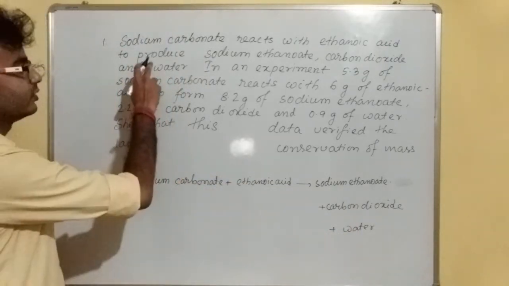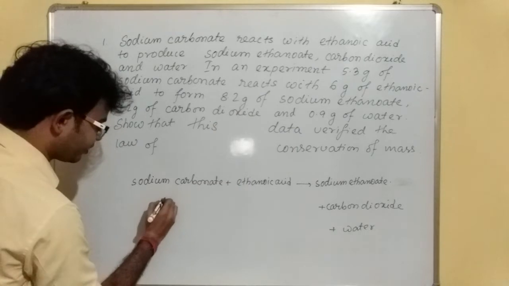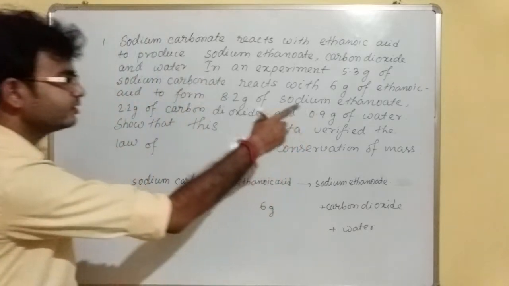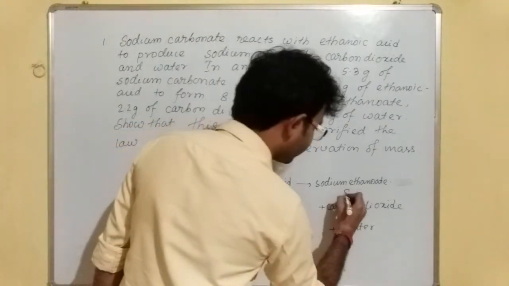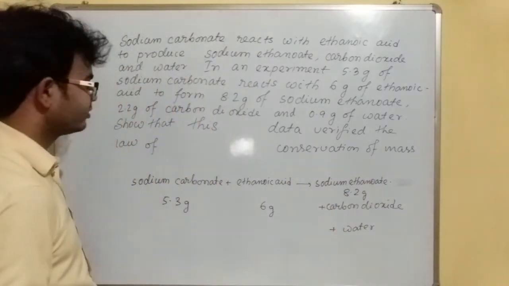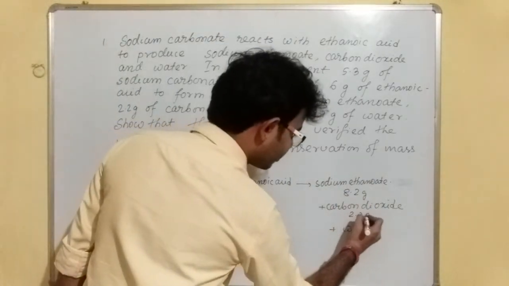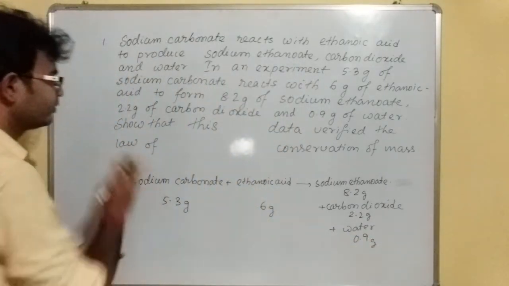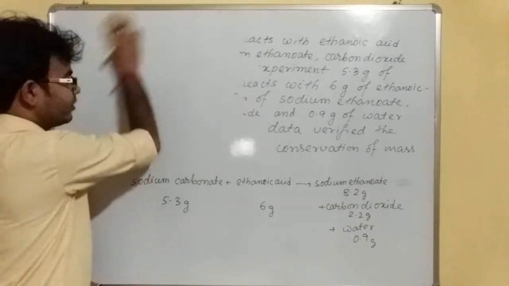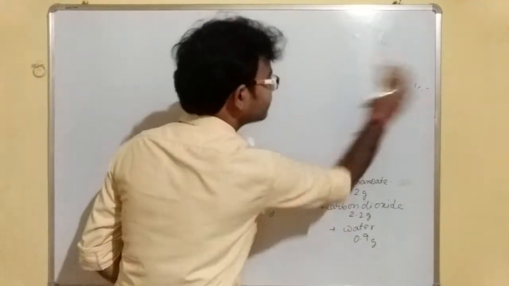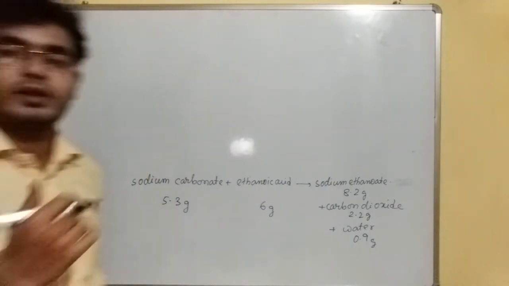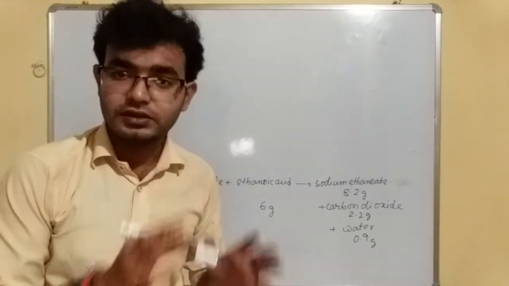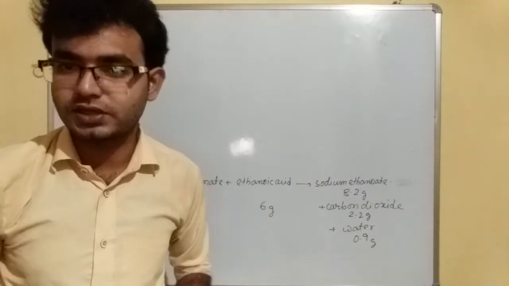Okay, now 5.3 gram of sodium carbonate reacts with 6 gram of ethanoic acid to produce 8.2 gram of sodium ethanoate, 2.2 gram of carbon dioxide, and 0.9 gram of water. To verify this law we have to calculate the total mass of reactants and the total mass of products. If the total mass of reactants is equal to the total mass of products, then this information verifies the law of conservation of mass.